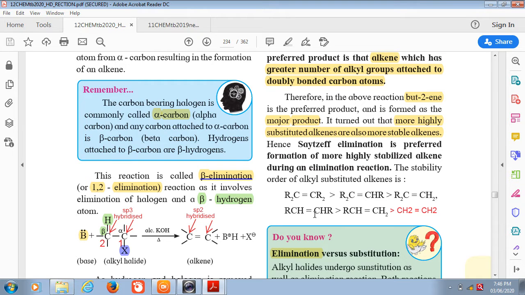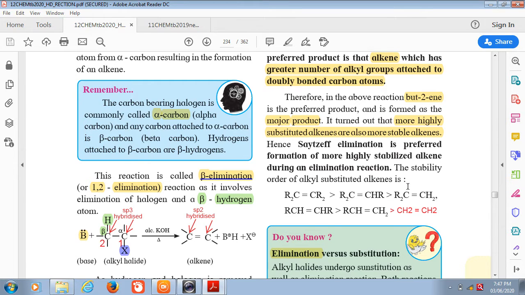a total of only 2 alkyl groups, so they are disubstituted. And the last group, RCH=CH2, contains only one alkyl group R, so it is monosubstituted. And the least stable is CH2=CH2. It does not contain any alkyl group, so it is zero substituted. So this is the stability order of alkenes.